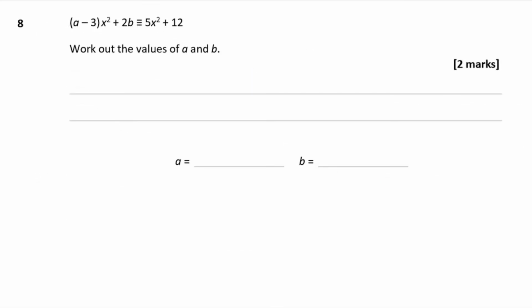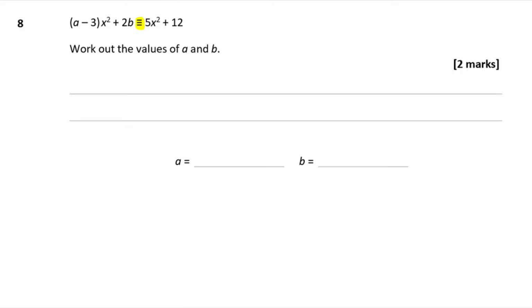Question 8, a minus 3 multiplied by x squared plus 2b is identical to 5x squared plus 12. Work out the values of a and b. Now, take note, this is an identity problem. This is an identity symbol in here. So don't be moving things over the identity. That's not how you do these. Okay? What you have to do is make one side look like the other and then read off the values that go with each. Now, actually, these all pretty much look like each other already.